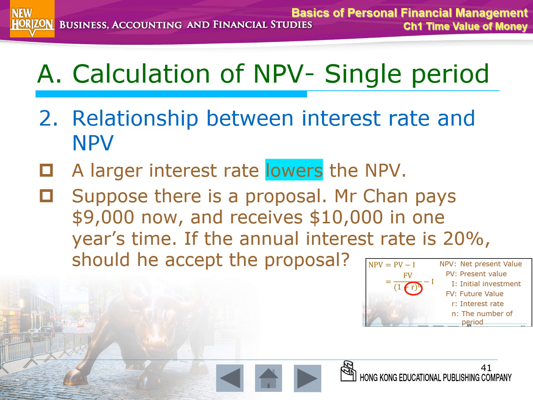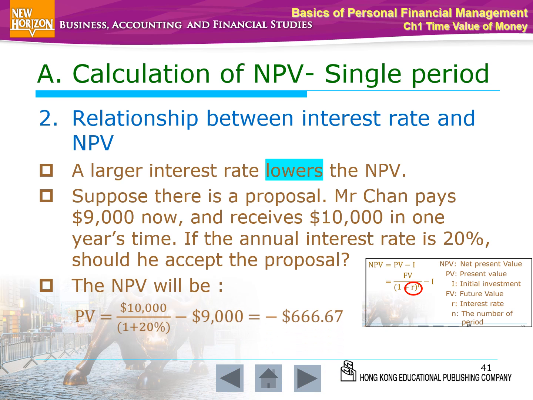Look at the formula again. You see R is on the bottom side. It means the relationship between net present value and R, the interest rate, would be in the opposite direction. That means when R increases, net present value will decrease. Look at this, NPV, not PV. Substitute all those figures: $10,000, $9,000, and now 10% becomes 20%. So it becomes negative 600.